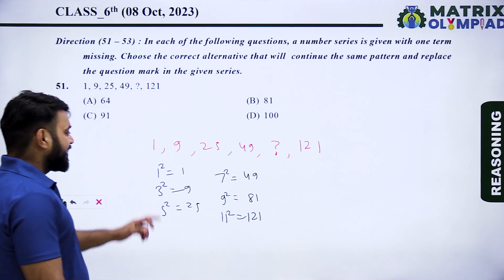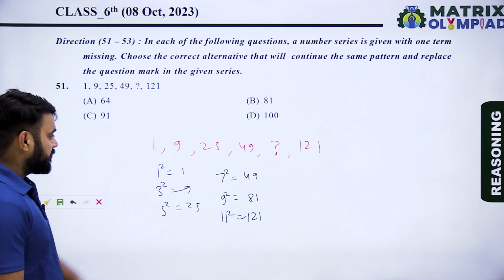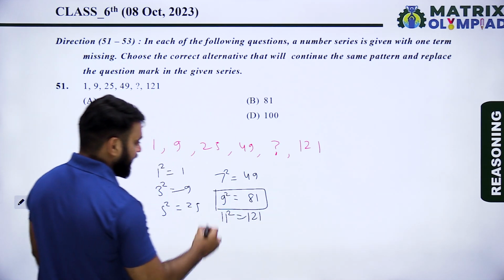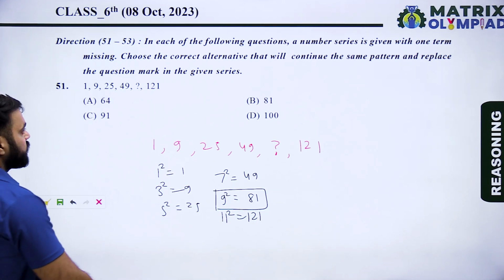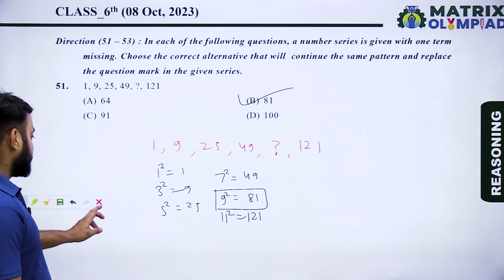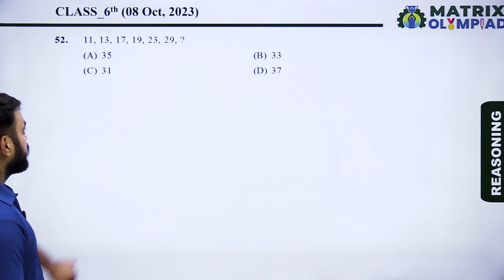So pattern is consecutive odd number square. So missing number is 9 square. 9 square, it means 81. So 81 is the correct answer. Option B is the correct answer. Now let's move on to the next question.